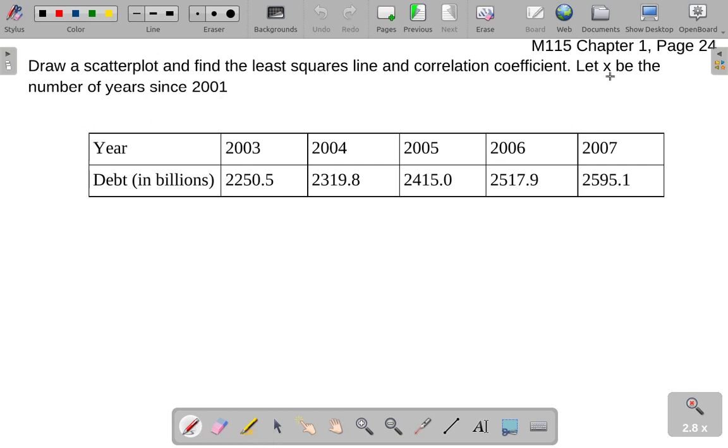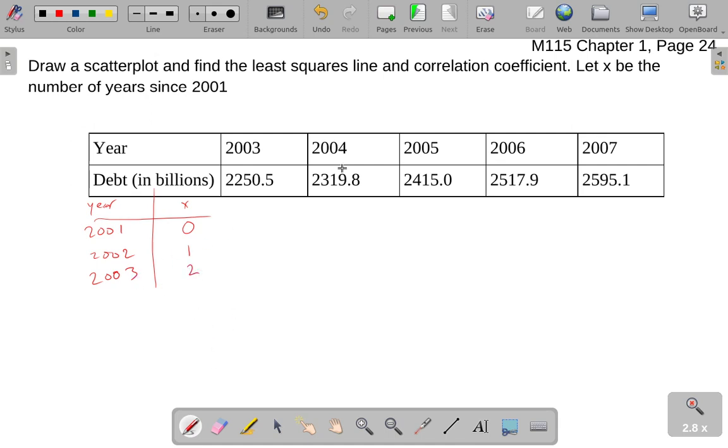But just remember that when you're putting in your x value, it's not your year. It's not even always going to be whatever the year ends with. In this case, we're talking about the number of years since 2001. So in the year 2001, the x value would be 0, because in 2001 it's 0 years since 2001. In 2002, that's 1 year since 2001. And 2003 is going to be 2 years since 2001.